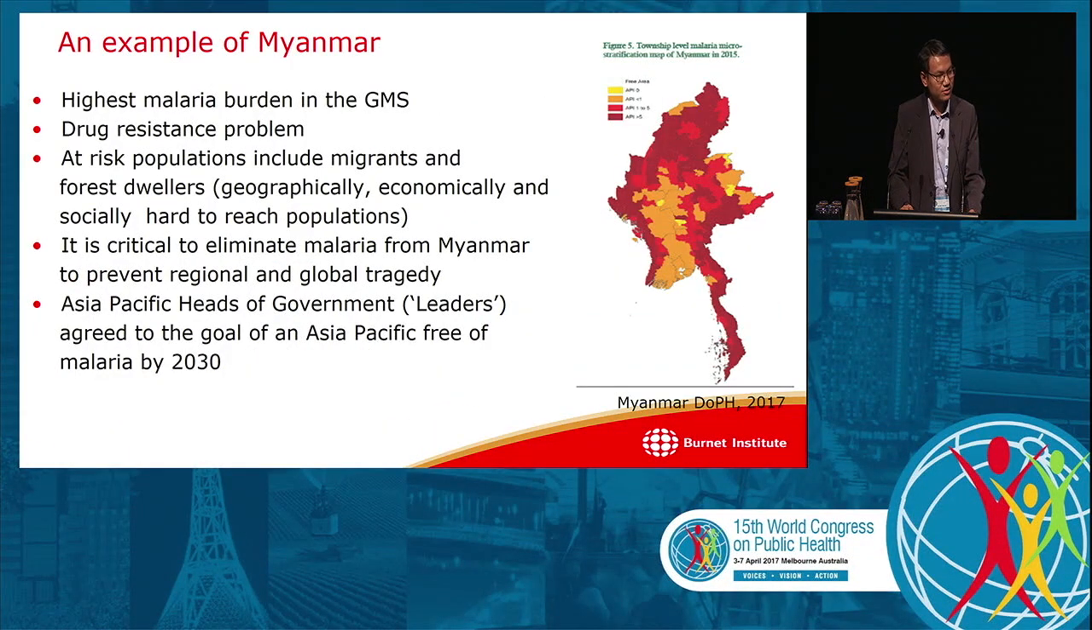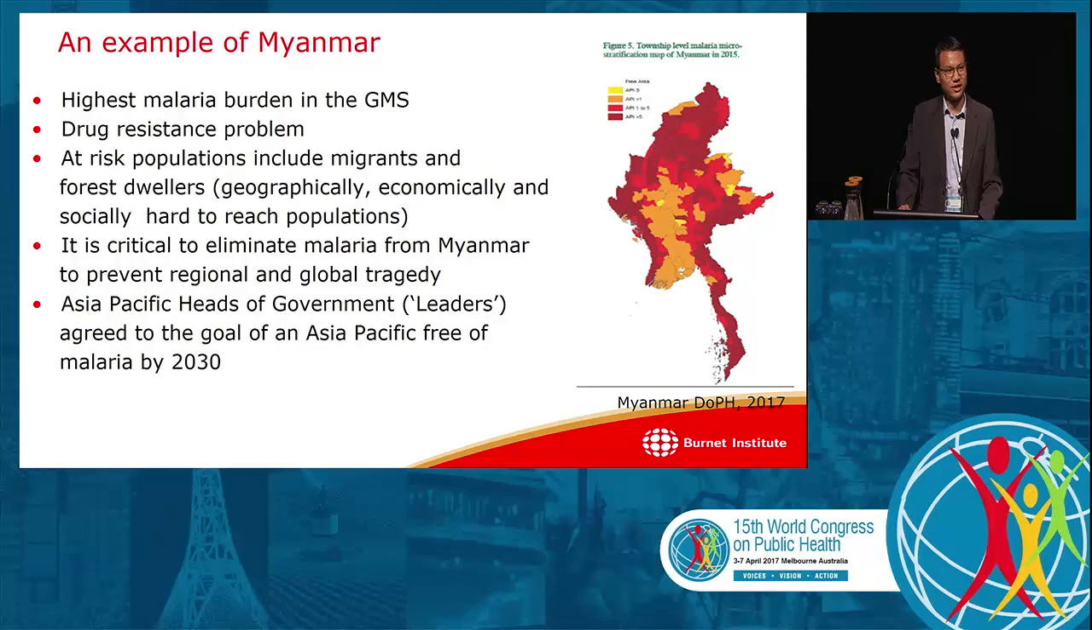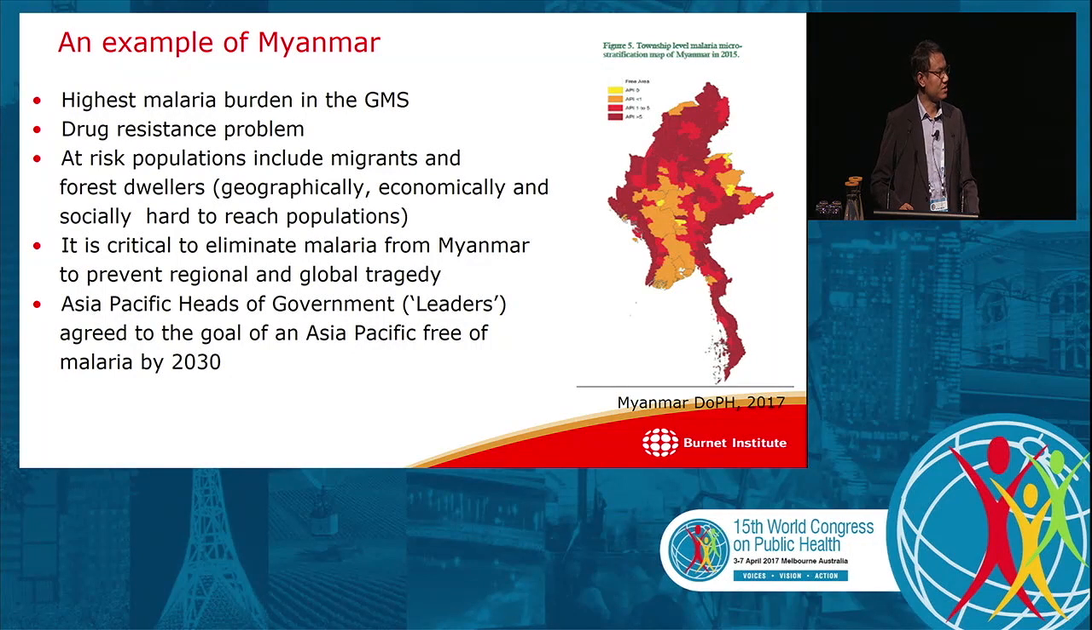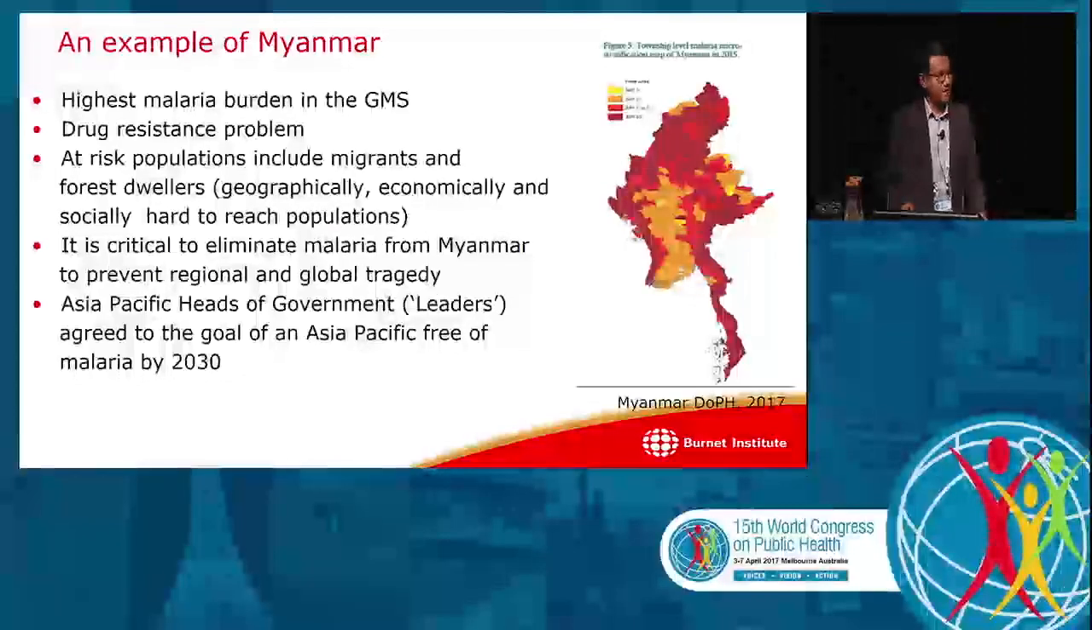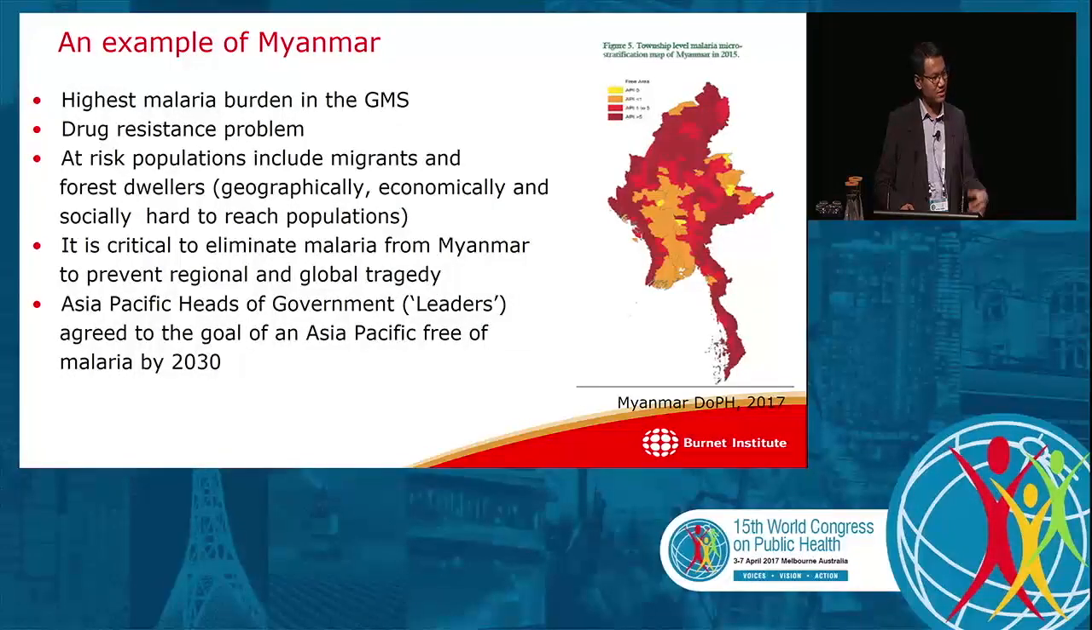So in this context, if we look at the situation in Myanmar, as you know, Myanmar is one of the Southeast Asian countries, as well as a Greater Mekong sub-region country. Up to now, Myanmar still contributes the highest malaria burden in the region. As the previous speaker presented, the drug resistance problem is still there in Myanmar. And as I mentioned earlier, at-risk populations include migrants and forest workers who are geographically, economically, and socially hard to reach populations.